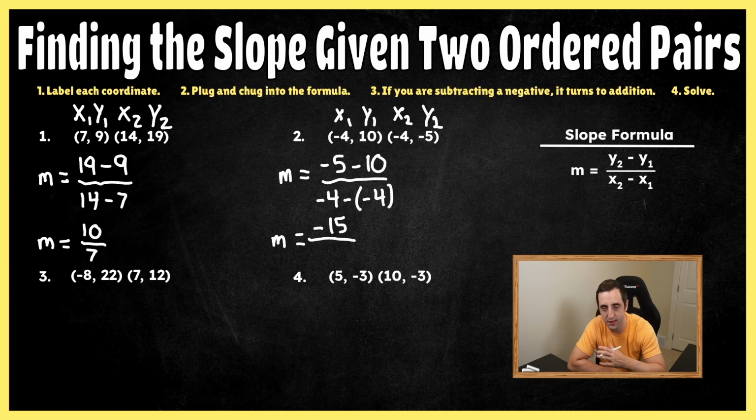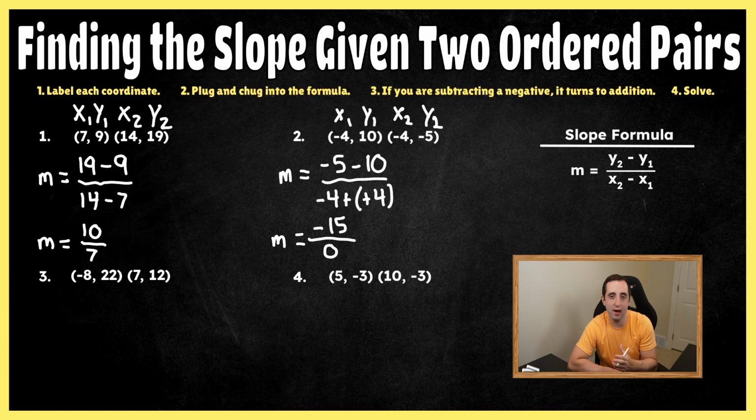And then you're going to notice in the denominator, you have negative 4 minus a negative. You're subtracting a negative. If that happens, it all turns to addition. So negative 4 plus 4 is going to give us 0 in the denominator. Now, your final answer is not 0. If you try doing negative 15 divided by 0 on the calculator, it's not going to give you 0 back. It's going to give you an error or undefined.